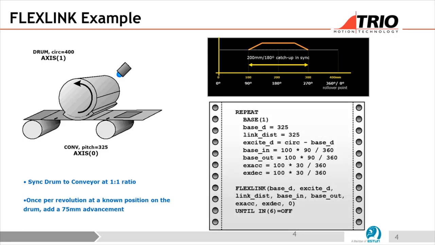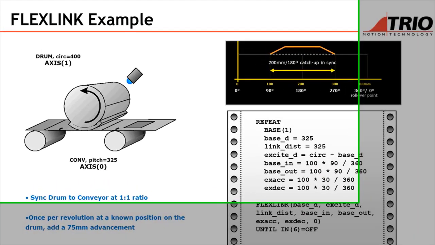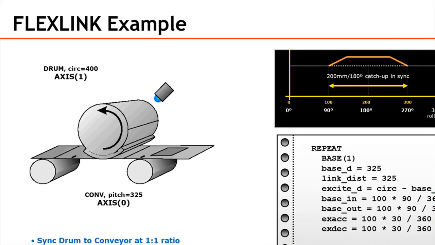And the program is fairly simple. You set up all of those parameters and then you run the FlexLink. So I'll probably just need to walk you through the parameters a little bit. So the first one, base distance, that's 325. That is the distance of the actual print we want, as is the link distance. So base distance and link distance are the same, 325. That's our print pitch. Then the excitation distance, which is the extra bit over the top there, that is simply the circumference minus the base distance.